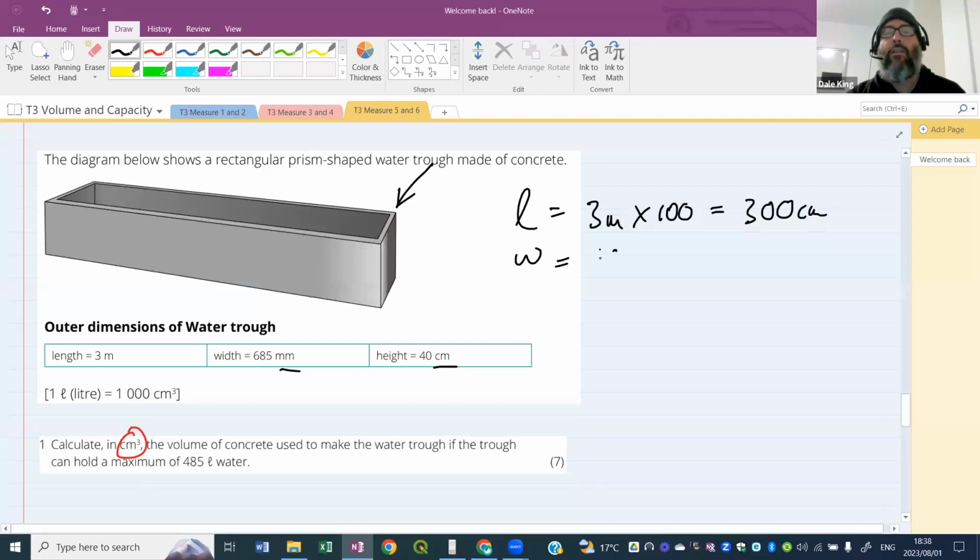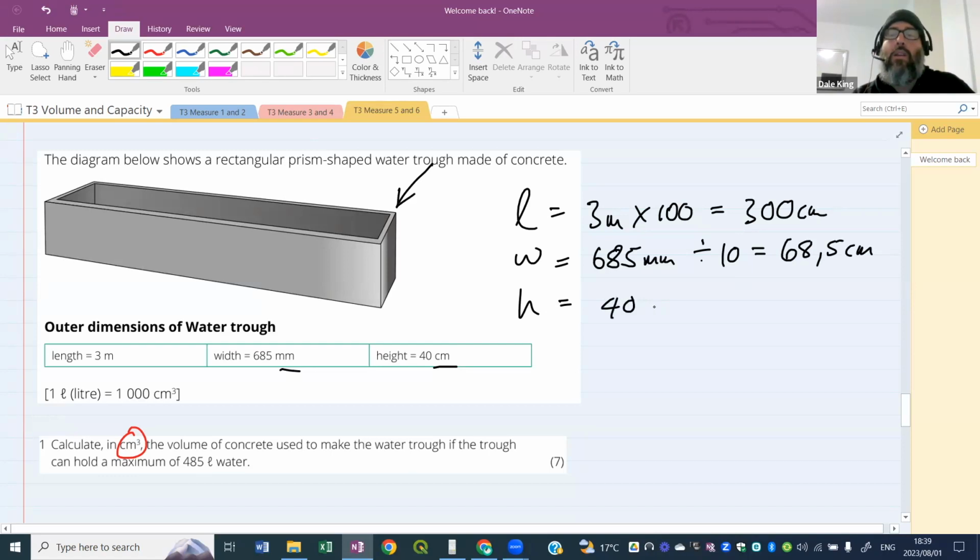685 millimeters divided by 100. Oh, careful. From millimeters to centimeters, you must just divide by 10. There's 10 millimeters in 1 centimeter. Sorry, it's 10. So it's going to give you 68,5. And then the height we'll keep as 40. Kagiso is changing everything to centimeters first. Good.